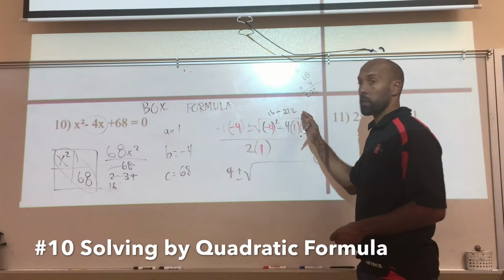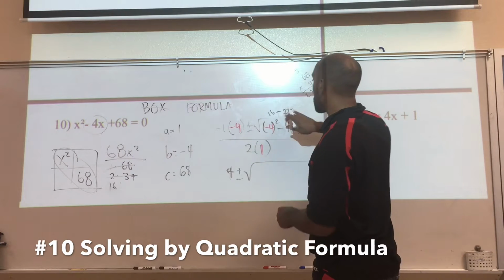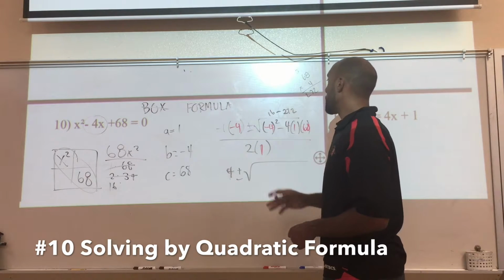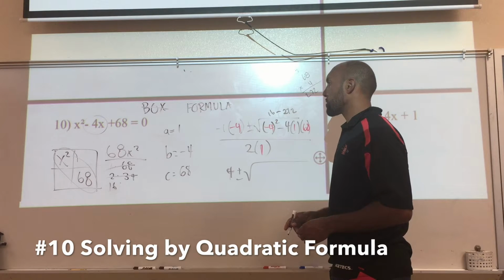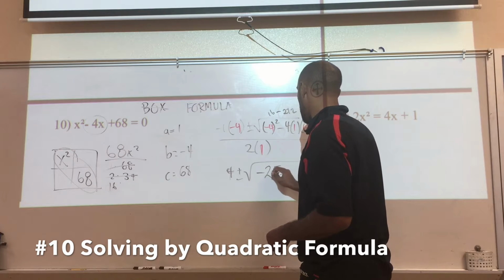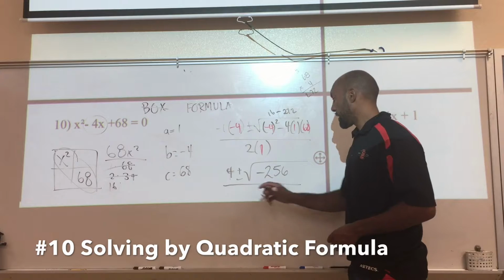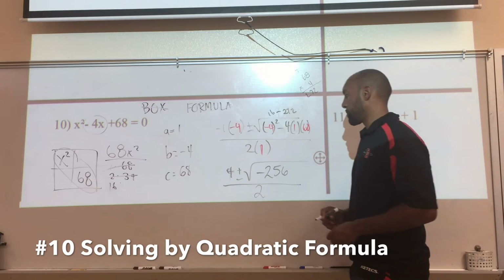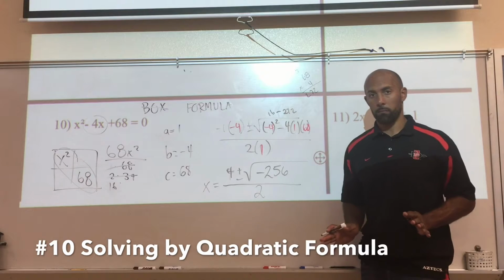Well, when we have different signs, when we're subtracting, we would subtract. So 272 minus 16, that's going to be 256. Okay, so negative 256. Okay? And then all over 2 times 1, which is 2. So here's the deal. I'm done.